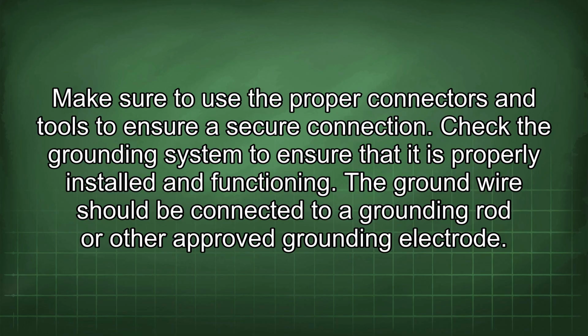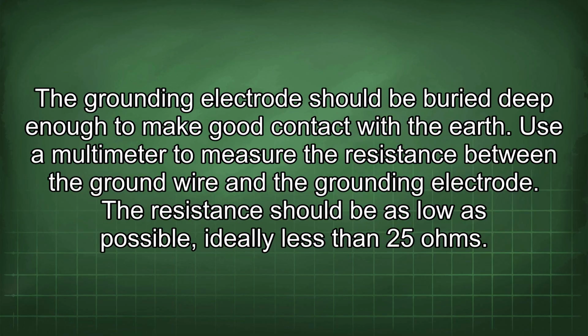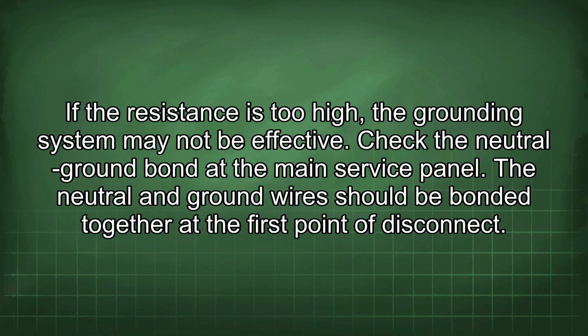Check the grounding system to ensure that it is properly installed and functioning. The ground wire should be connected to a grounding rod or other approved grounding electrode. The grounding electrode should be buried deep enough to make good contact with the earth. Use a multimeter to measure the resistance between the ground wire and the grounding electrode. The resistance should be as low as possible, ideally less than 25 ohms. If the resistance is too high, the grounding system may not be effective.